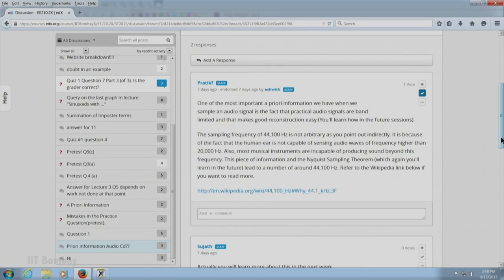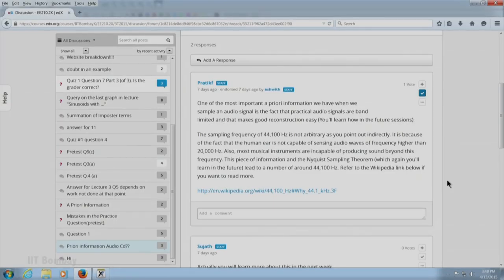First, Pratik Fegde has responded, explaining in some detail how one chooses that sampling frequency. He is very correct in saying that typically audio is restricted in its frequency content. The Fourier transform of audio seldom goes beyond 20 kilohertz. Even 20 kilohertz is a rather high frequency in audio. It is only the very high frequency notes in audio that go up to 20 kilohertz. Now, if there were 20 kilohertz, then you will see that you require at least 2 times that as the sampling rate. So, you need at least 40 kilohertz as the sampling rate.